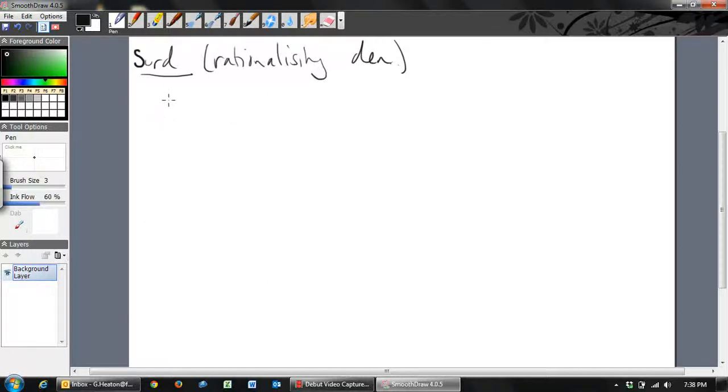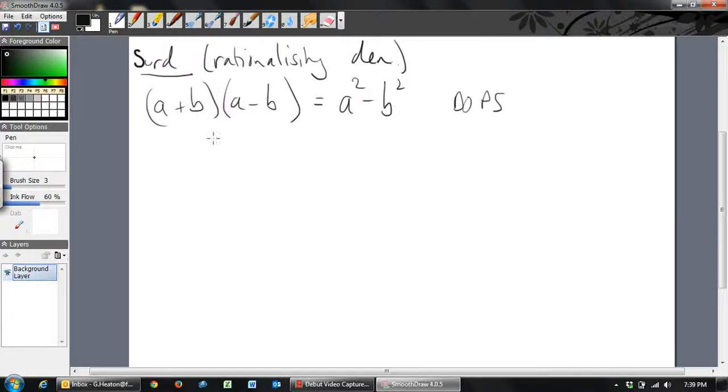Now, before I start, I just want to remind you about something. Do you remember what a plus b times a minus b is equal to? Well, what it's equal to is a squared minus b squared. This is an algebraic property. You may or may not have learnt it yet, but this is called the difference of perfect squares, DOPS. So you've got something squared minus something squared is equal to this.